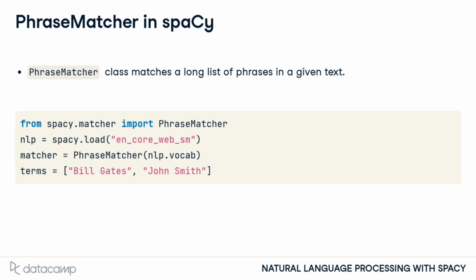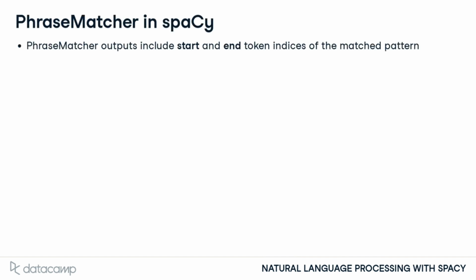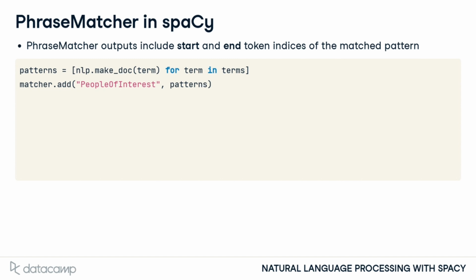As an example for phrase matcher, let's assume that we want to match two terms in a given text, Bill Gates and John Smith. First, we import Spacy and the phrase matcher class. Then we load the en_core_web_sm model and initialize the phrase matcher object using PhraseMatcher within parentheses nlp.vocab. Next, we create patterns for the phrase matcher object by calling the nlp.make_doc method on each term. This method converts given terms into pattern entities that are usable by the phrase matcher class.